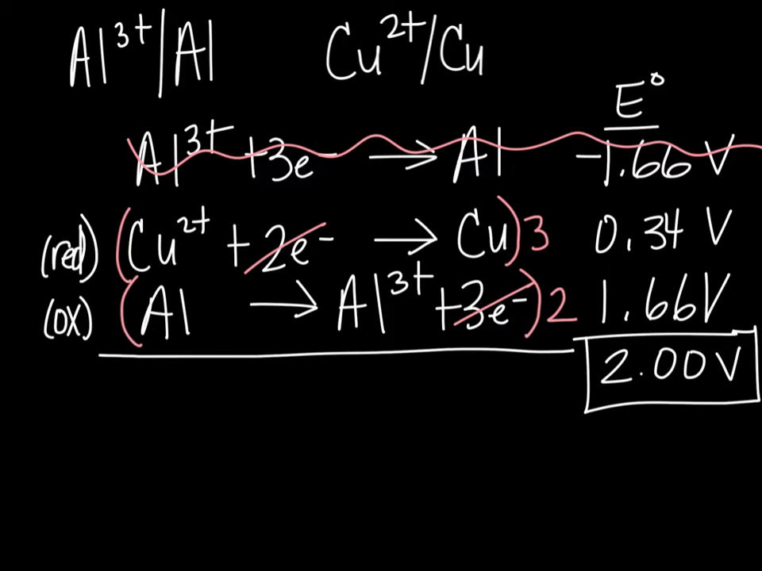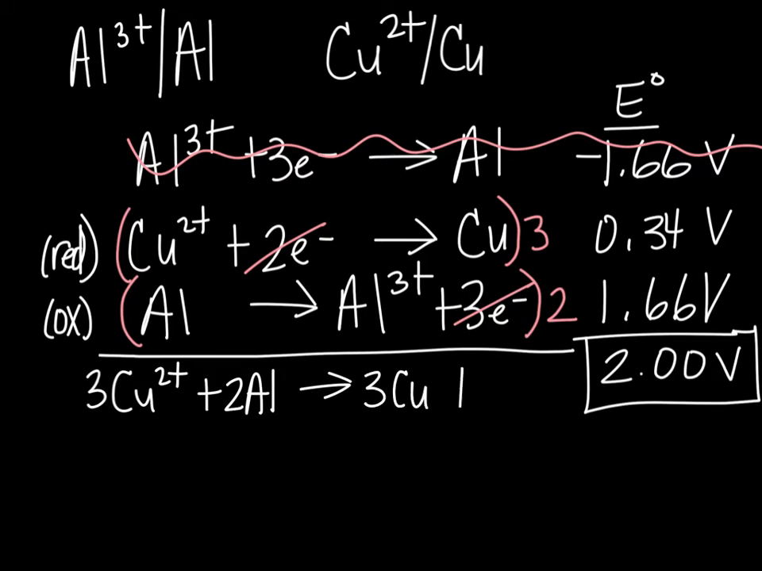Okay, so then this ends up being 3Cu2+, okay, because that's on the left side of the arrow. Let's see, this is also on the left side of the arrow, and that's going to get multiplied by 2. So plus 2Al gives us, now we go to the right side of the arrow, so 3 in front of here. And then the 2 gets multiplied on that one. Okay, so that is the overall equation when we add them up together.